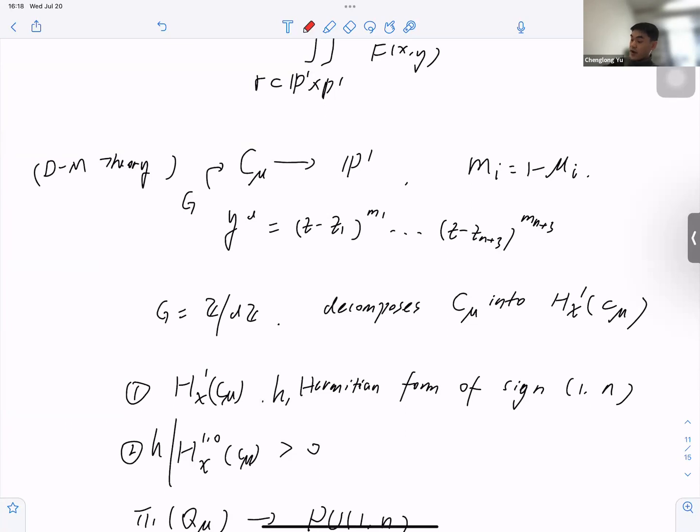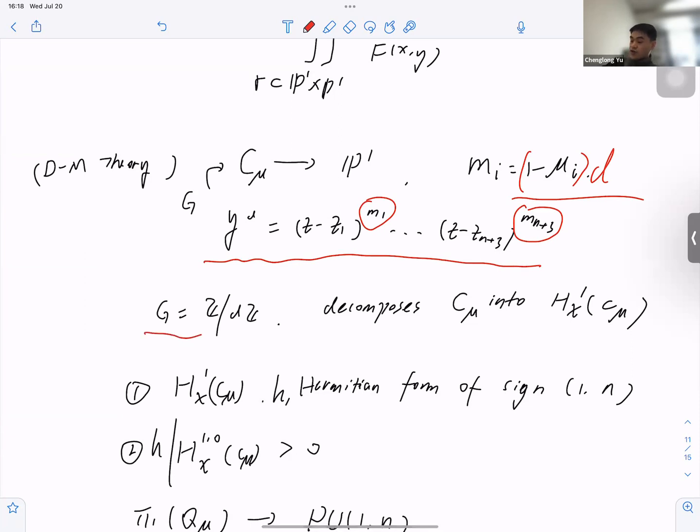For each mu, we can consider this kind of curve, a cyclic cover of P1 with ramification locus Z1 up to Z(n+3). And the ramification data are given by this mu_i. That's why in this case we require those mu_i to be rational numbers. Oh, sorry, this is (1 minus mu_i) times D. We use a common denominator D of those mu_i. And then this group action will decompose the cohomology of the curve into character spaces. And the tautological character space, where chi is the tautological character.